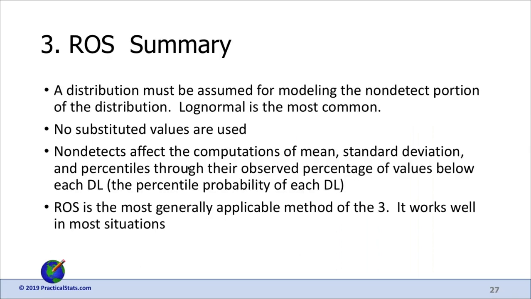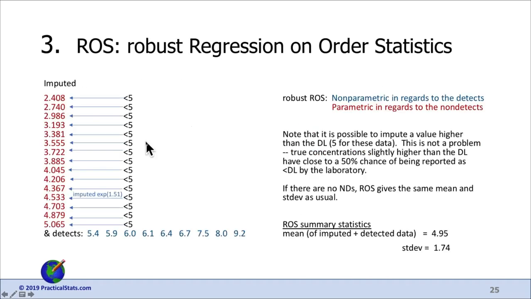So ROS, a distribution must be assumed, but only for modeling the non-detect portion. There's no substitution. I'm using that word purposely instead of imputation. There's no irrational putting in of numbers. There's a model-based putting in of numbers. And they're only used collectively. Let me go back to that and make one more point.